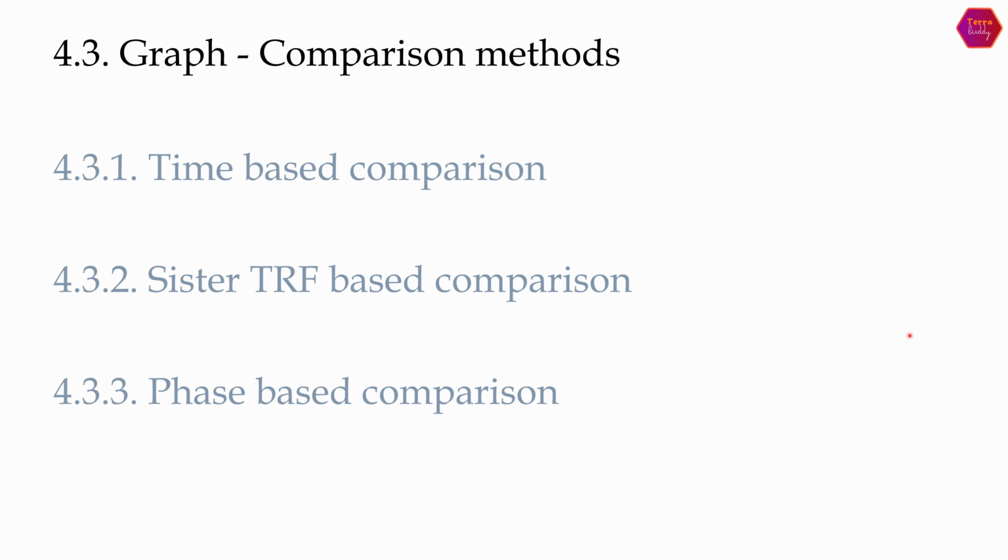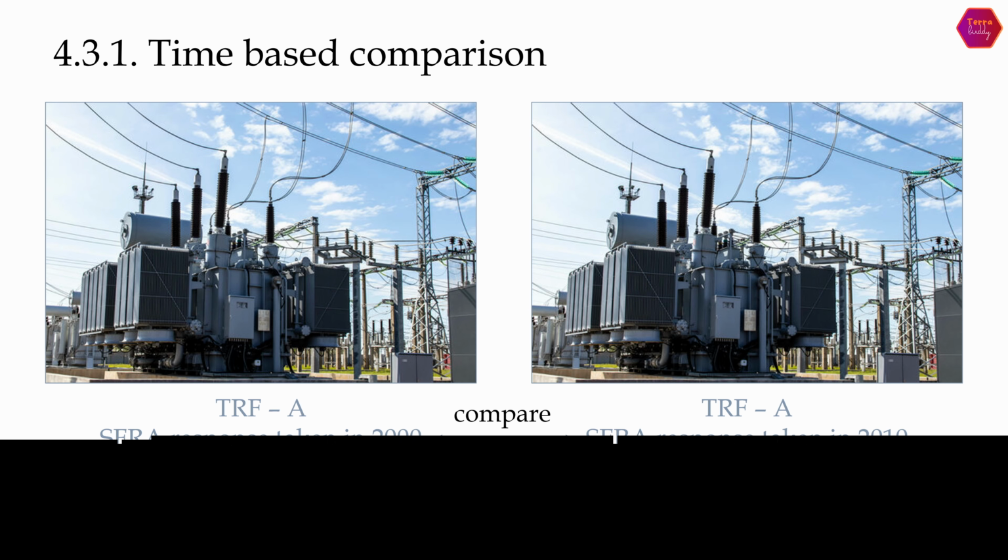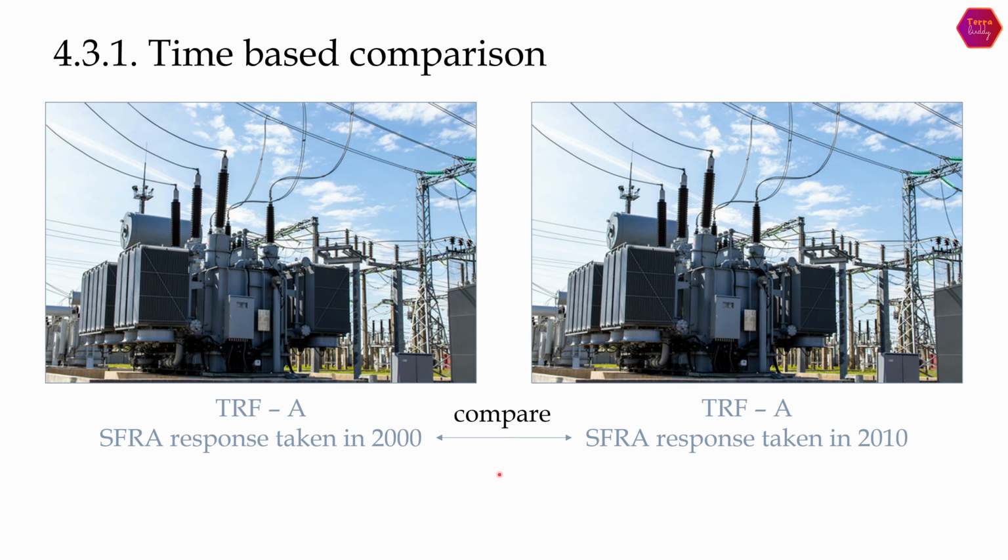Graph comparison methods. Three types of comparison methods are there: time-based comparison, sister transformer-based comparison, and phase-based comparison. Time-based comparison. The same transformer response is taken at different time intervals and compared with each other. As you can see in this example, transformer A response was taken in the year 2000 and then in 2010 and compared with each other. This is the most preferred comparison method. The only problem is that factory SFRA test reports are not available every time. So the next comparison methods are to be followed.